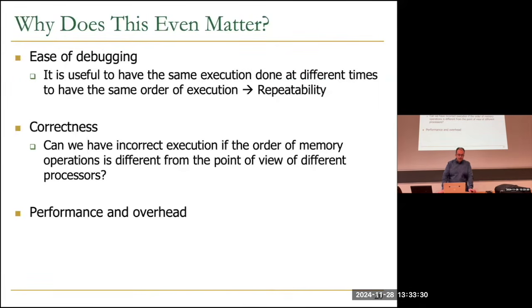But for correctness, we want to provide that. Can we have incorrect execution if the order of memory operations is different from the point of view of different processors? We're going to see that this is bad. If different processors observe different orders, that shows there is an issue in your execution, and we're going to see some examples. So it's really important to not run into this issue. We need to make sure that there is no incorrect execution in such cases.